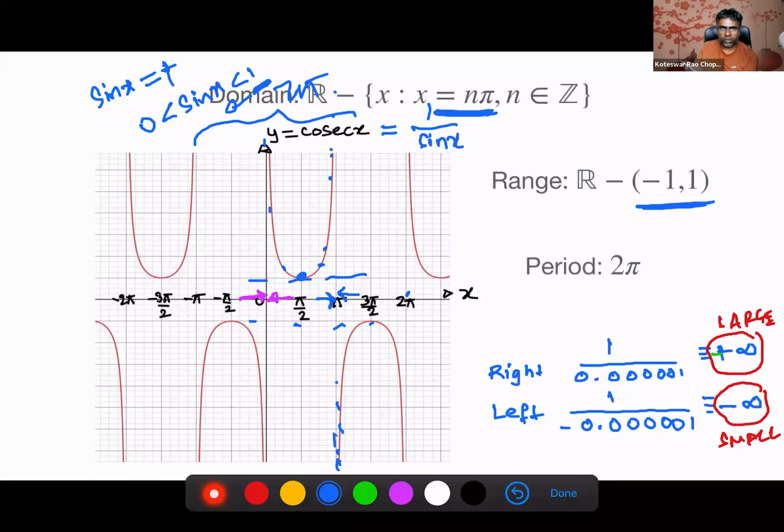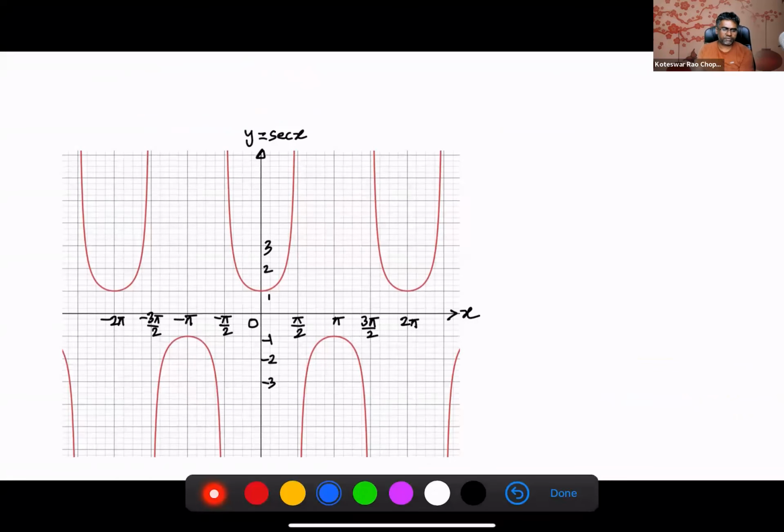Now your secant x is similar to this. If you look at the secant x graph, you have a similar shape, but it is slightly shifted. Your sin x and cos x graphs are also slightly shifted, and the secant x graph is slightly shifted compared to cosecant x. But the same pattern you can see, because secant x is 1 over cos x, so we don't want x values where cos x becomes 0.